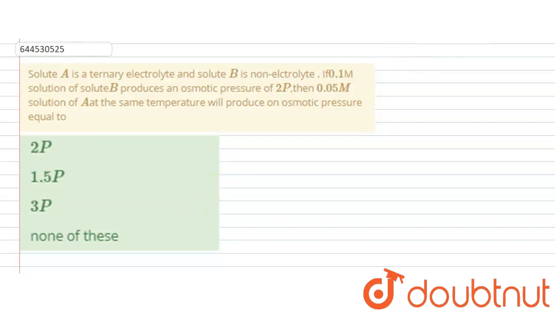Hello everyone. So let's see this question. In this question, it is given that solute A is a ternary electrolyte and solute B is a non-electrolyte. If a 0.1 molar solution of solute B produces an osmotic pressure of 2p, then a 0.05 molar solution of A at the same temperature will produce an osmotic pressure equal to.